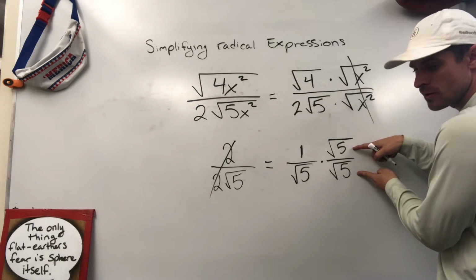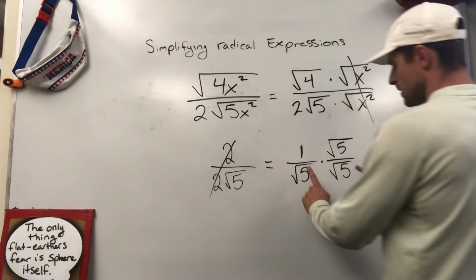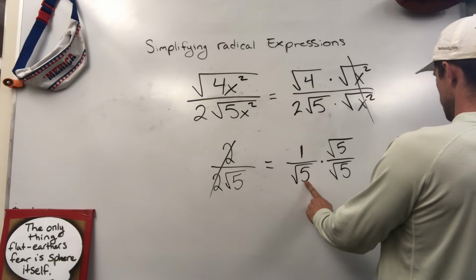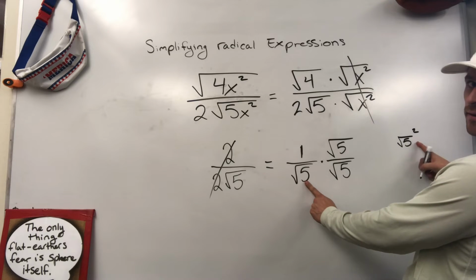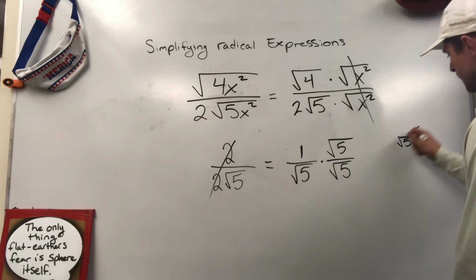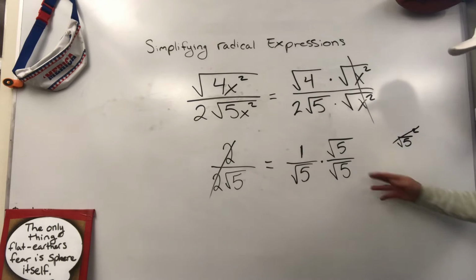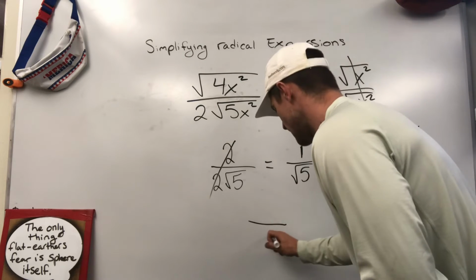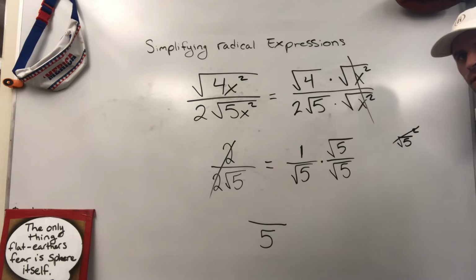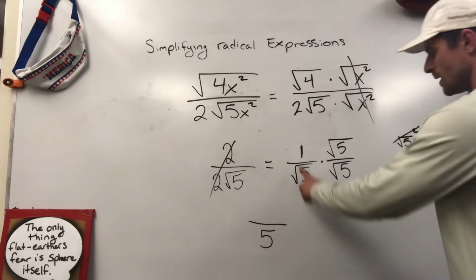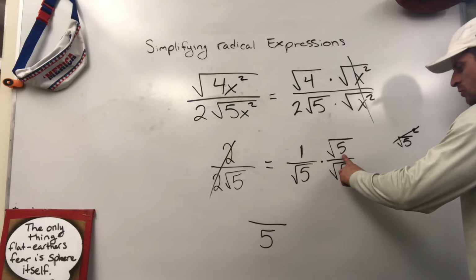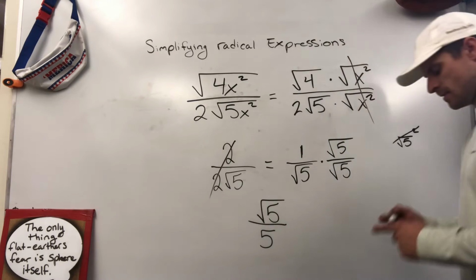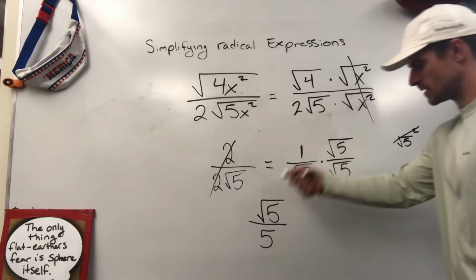Because now, hopefully you realize, the square root of 5 times the square root of 5, or in other words, the square root of 5 times itself, hey, cancels each other out, leaving you with just 5 on the bottom. So those two together would create just a 5 on the bottom, also known as the denominator, and 1 times square root of 5 on top would become the square root of 5. 1 times anything is itself.